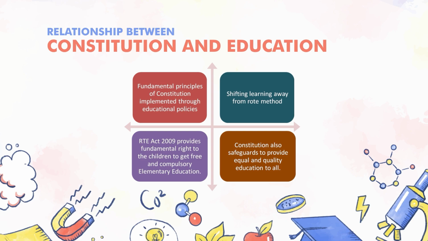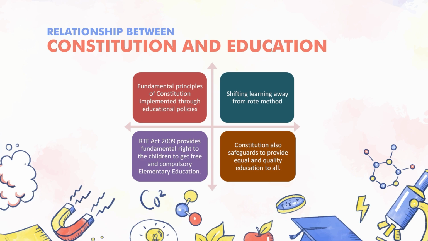So how to do it? The constitutional provisions are further implemented through different educational policies, educational schemes, educational projects. Okay. So in this way we can say that the fundamental principles are related with different educational policies. So in this way, constitution and education are interrelated with each other. And the second important thing I can say is shifting learning away from rote method. Okay, so this is also an important aspect so far as the relationship of constitution and education is concerned.